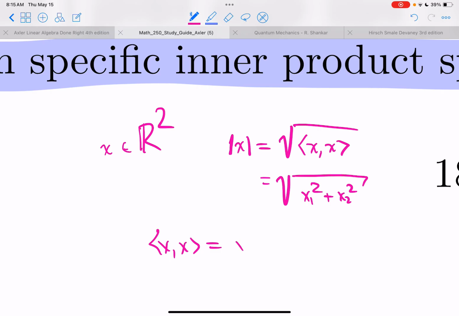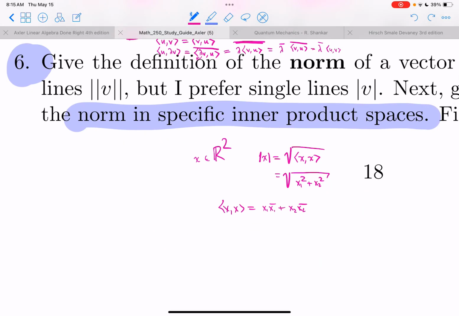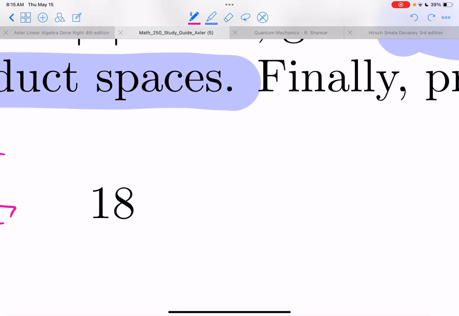This is Pythagoras in a Euclidean space with the usual dot product, where x dot x is defined to be x1 x1 bar plus x2 x2 bar. This is the Euclidean inner product. Because we're in the real numbers, conjugating doesn't do anything, so we just get x1 squared plus x2 squared.